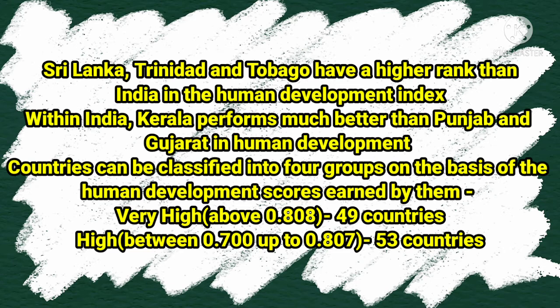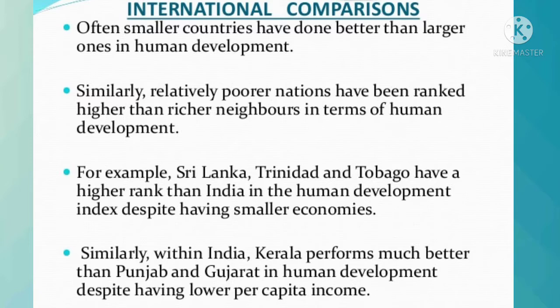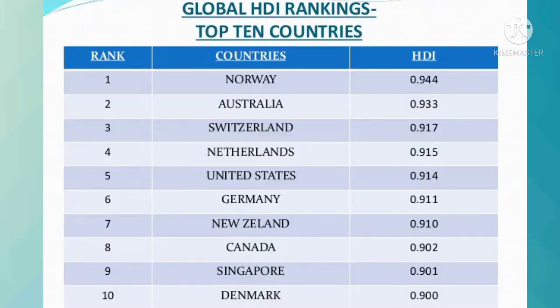It has been observed that a country of smaller size may rank higher in HDI compared to a large size country. For example, the smaller size country Japan and the large size country India. Similarly, a country with a lower per capita income may rank higher than a richer country. Countries and regions have been classified into 4 categories, as you have seen right now.